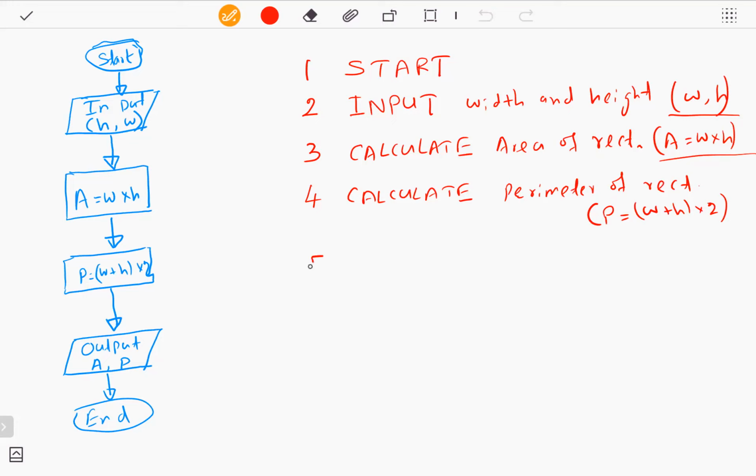Right. Then step number 5, output. Here I am using the word OUTPUT. Use capital letters for that. Output what? Area and perimeter. Then finally, step number 6, you can end the pseudo code using the keyword END. Right. Is it clear up to this point? Yes. Right. Okay. Complete it, if you have not written down the words here.